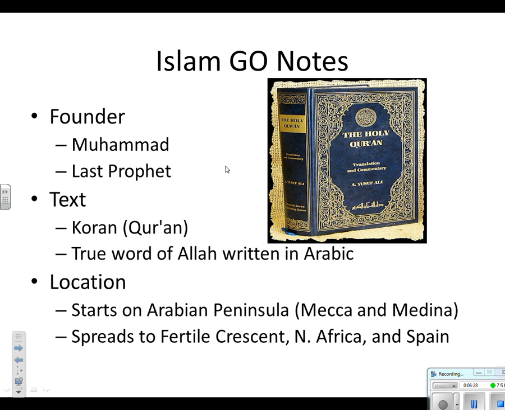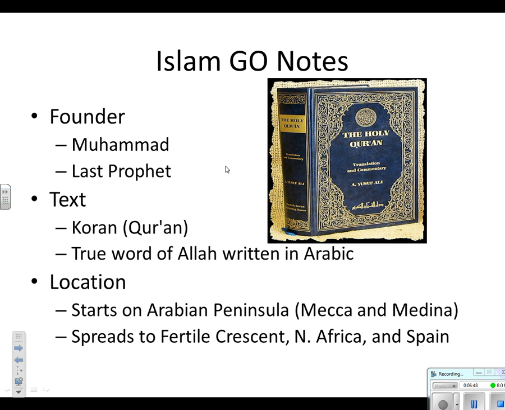Let's go ahead and take a look, before we get to contributions, at some of the major beliefs, the go notes, graphic organizers for Islam. So again, the founder is Muhammad, and he is believed to be the last prophet. We talked about that. He got the message from the angel Gabriel. The text is known as the Quran. Please notice the two different spellings, the K and the Q, both of which could show up on a test.